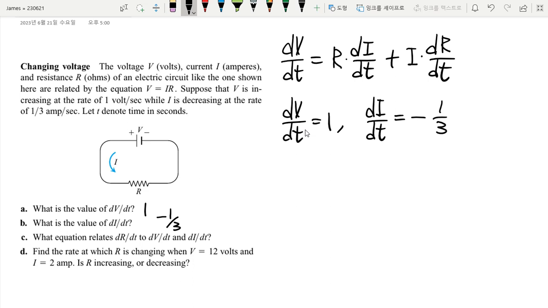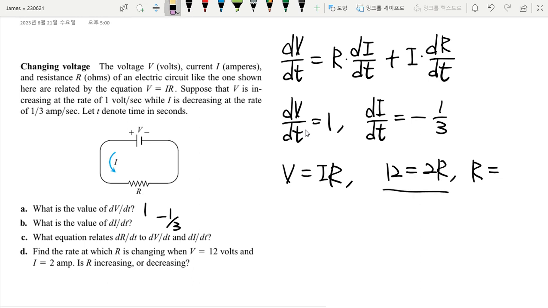And then for C, we make this equation by differentiation. And then in D, now let's put in some values. So when the voltage is 12 and the current is 2 amperes, using this law, if V is 12 and I is 2, what's the value of R? What's the value of resistance? Can you solve this equation? Yeah, it's 6. So the resistance in this case is 6 ohms.